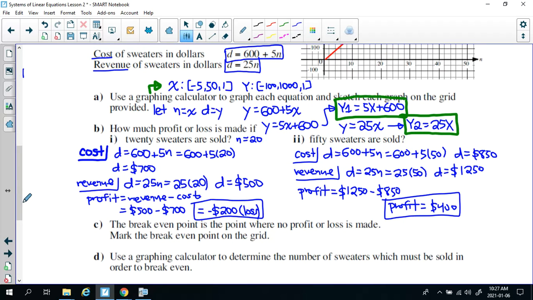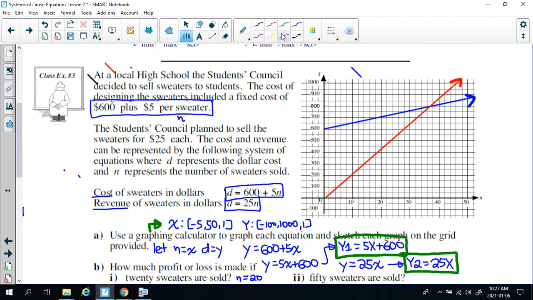Okay, C. It says the break-even point is the point where no profit or loss is made. Mark this break-even point on the grid. Okay, so here's what's going on. Here's my intersection point. This is the break-even point.